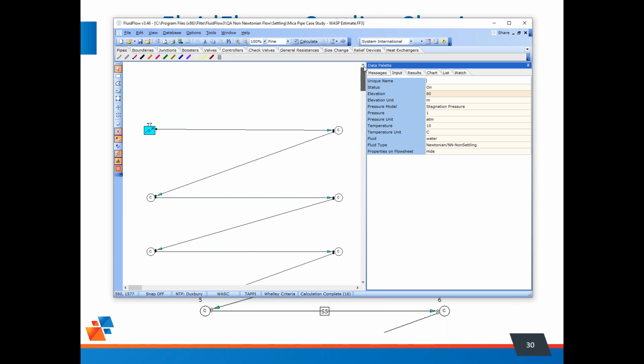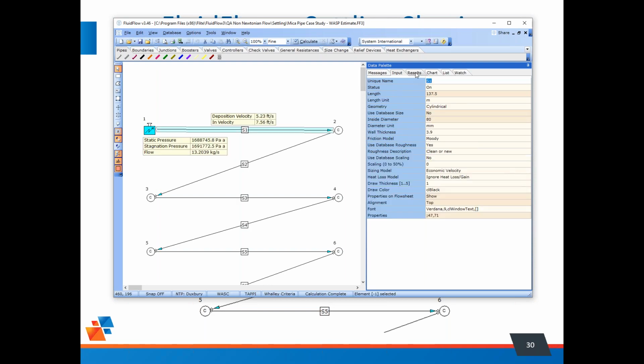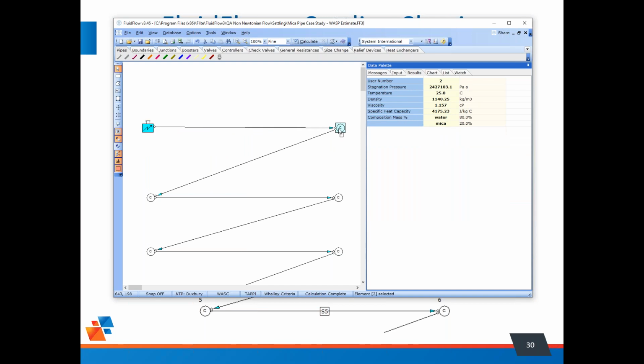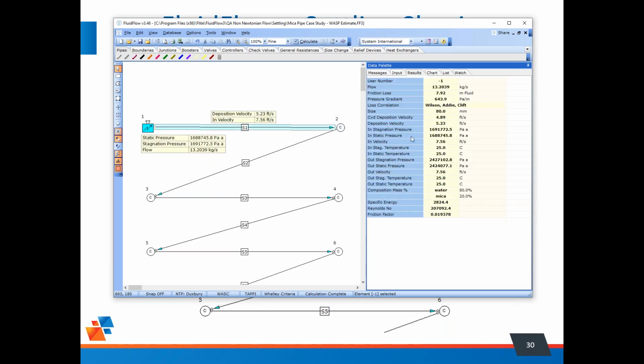So if I hit calculate, some of the things that I could look at here on the results tab, let's say for this pipeline, we have a composition mass percentage here. We have the actual loss correlation that we used. Here's the deposition velocity, 5.23, and the actual velocity in the pipeline. So the outlet velocity at this node, 7.5 feet per second, is about 50% higher than the deposition velocity. So we could, in this case, assume we're in a heterogeneous flow region, and no saltation will occur.